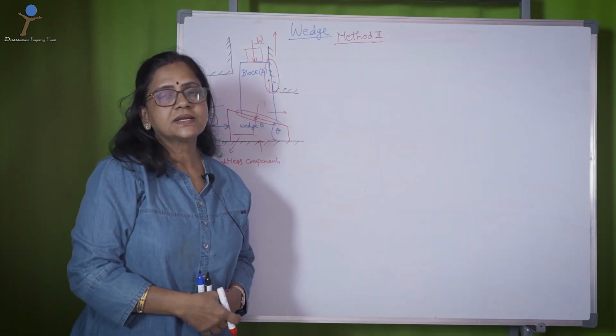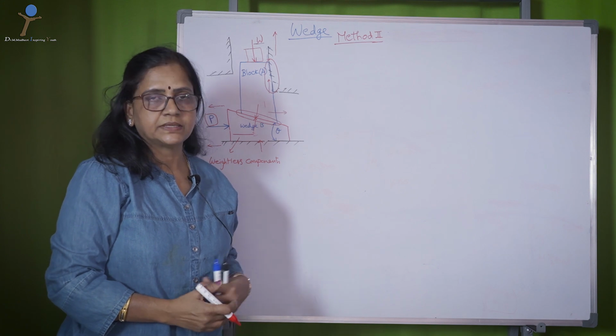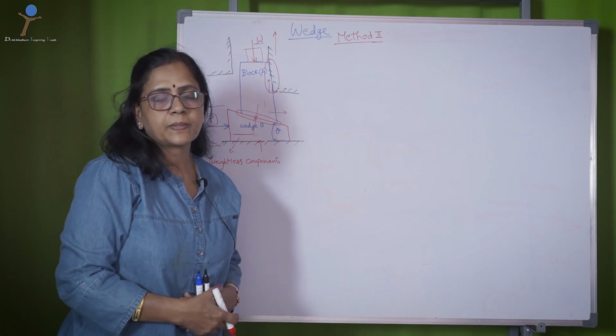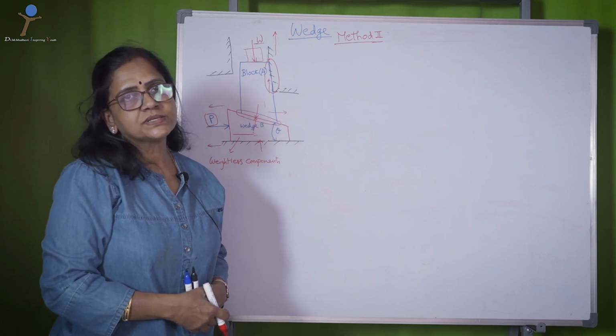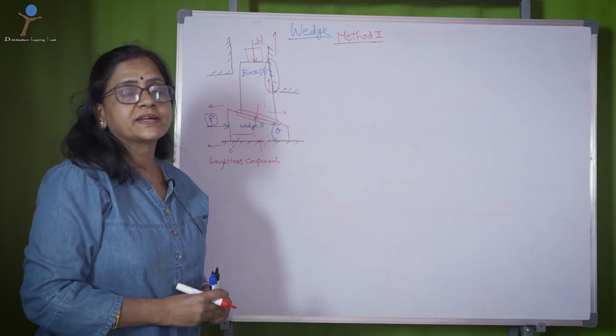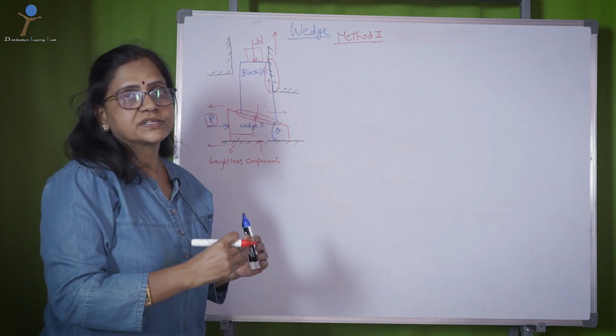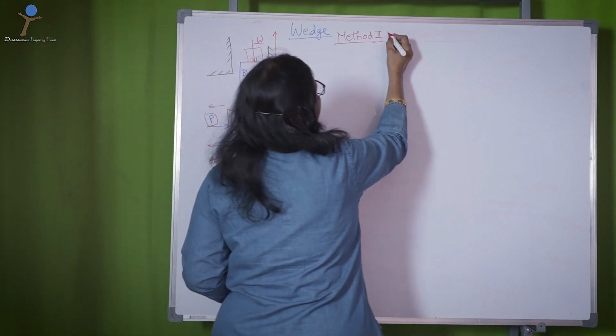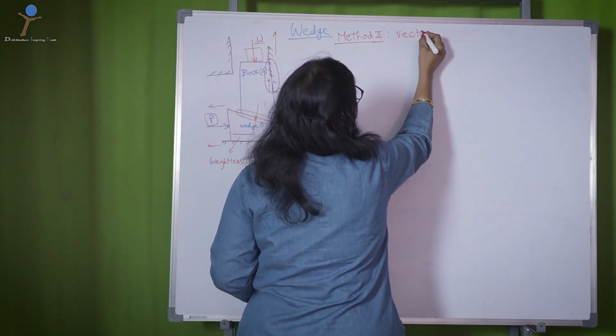Now let us understand the same problem in a different method. That is the alternate solution. Now this is method 2, which is the vector method, mostly based on the total reaction of frictional force. Okay, I call it the vector method.